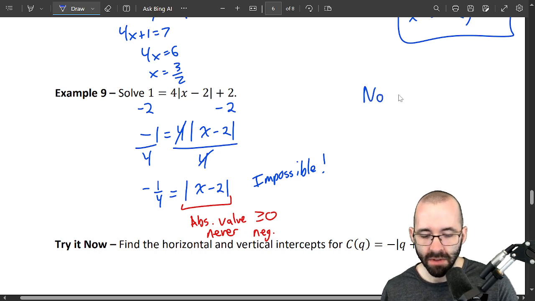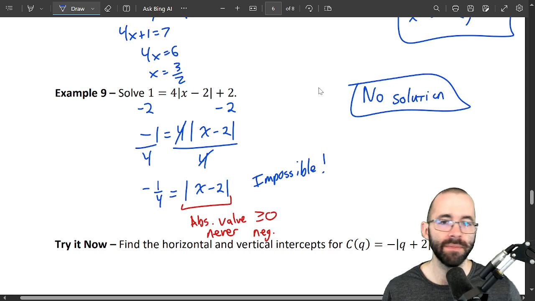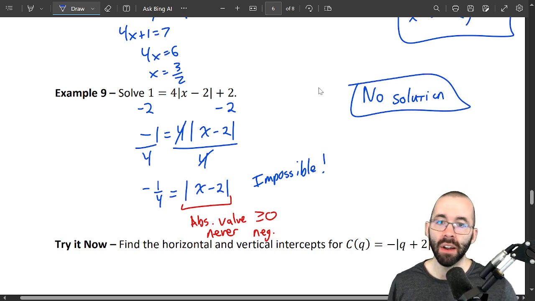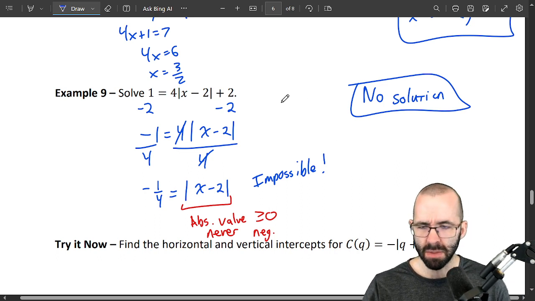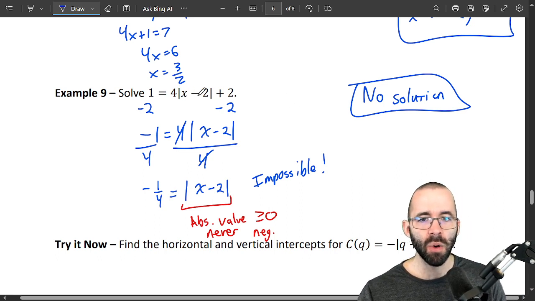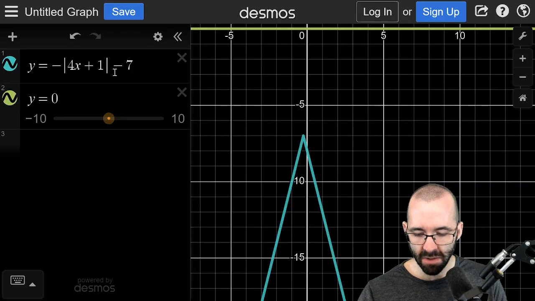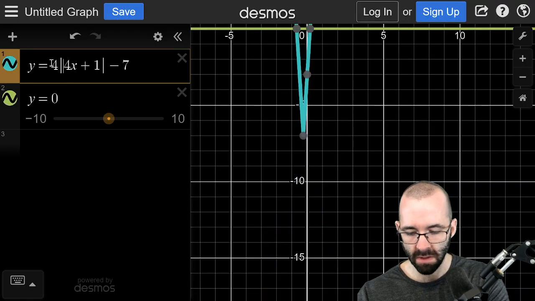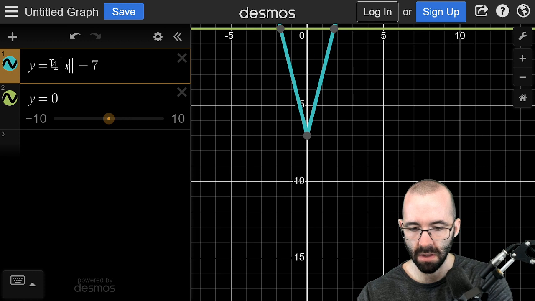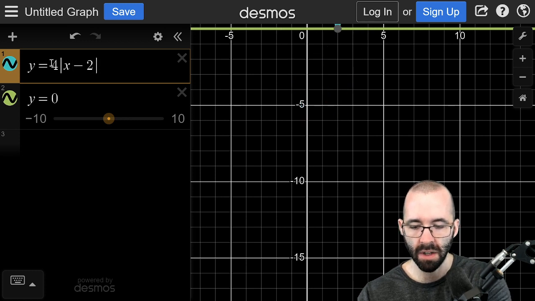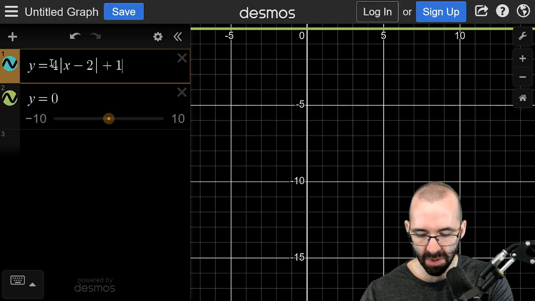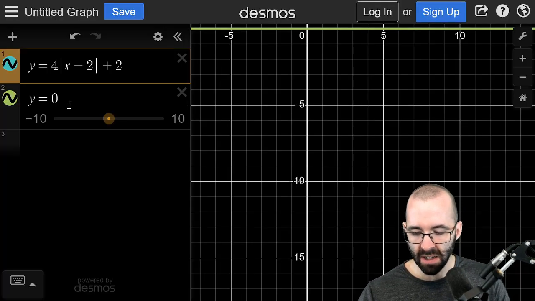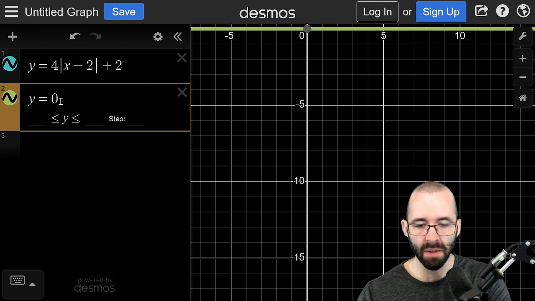There's no solution. No solution to this equation. No x works. If you plotted it, the absolute value equation would never be 1. Let's plot it. When is 4 times the absolute value of x minus 2 plus 1, sorry, 4 times the absolute value of x minus 2 plus 2, when is that equal to positive 1?